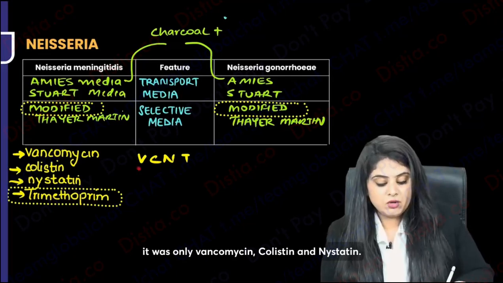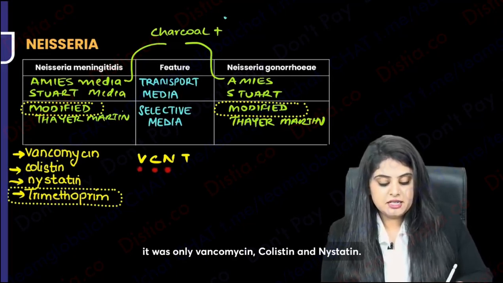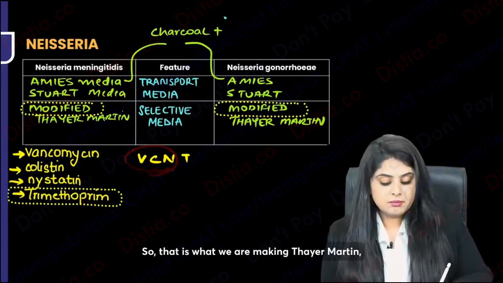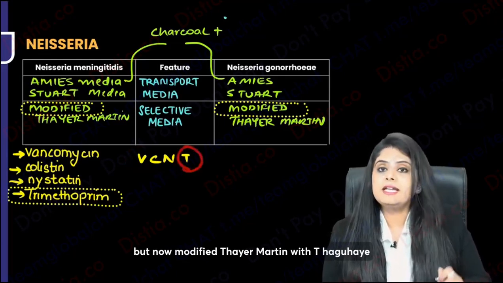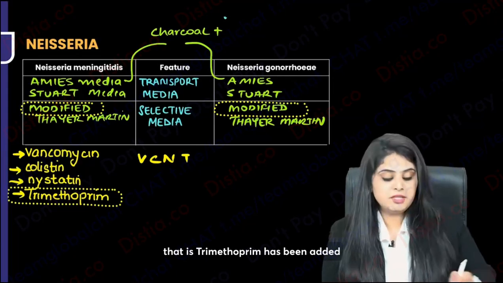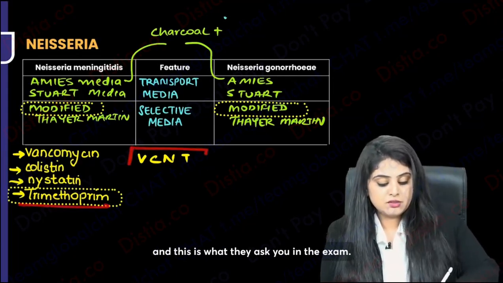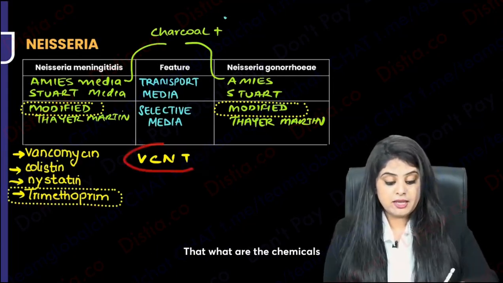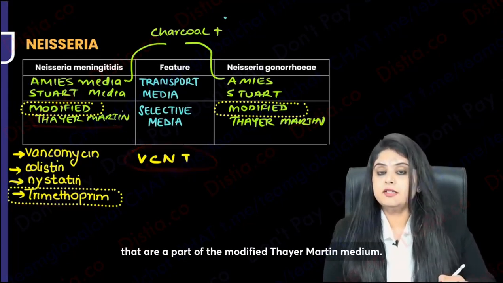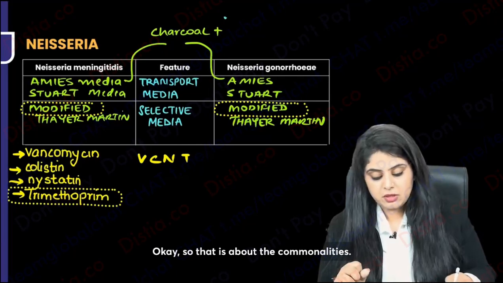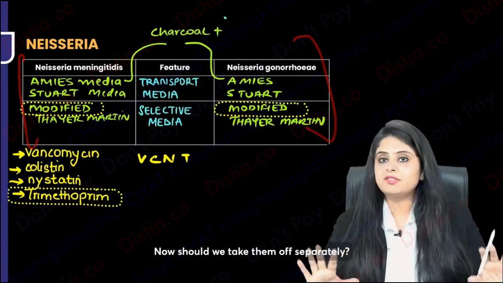Earlier it was only vancomycin, colistin and nystatin. So that is what was making Thayer-Martin. But now in modified Thayer-Martin, T has been added, that is trimethoprim has been added. And this is what they ask you in the exam, what are the chemicals that are a part of the modified Thayer-Martin medium. Okay, so that is about the commonalities. Now should we take them up separately?